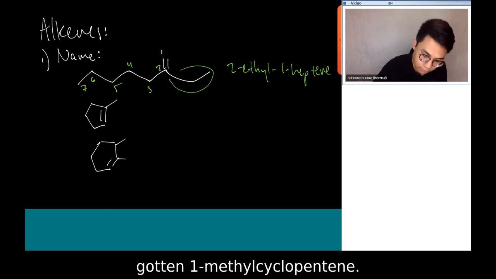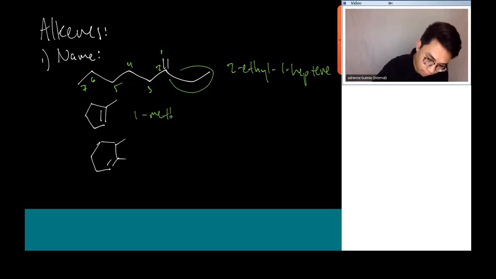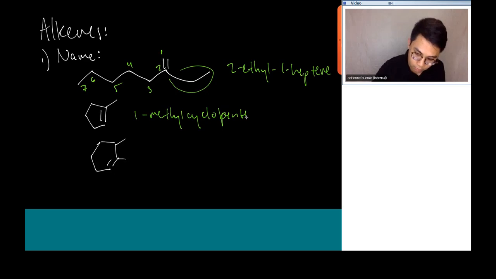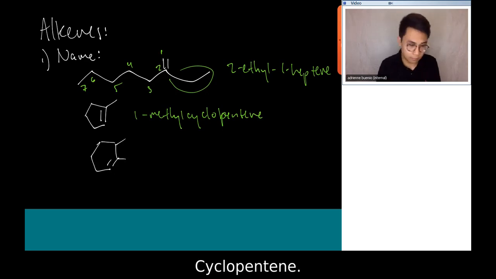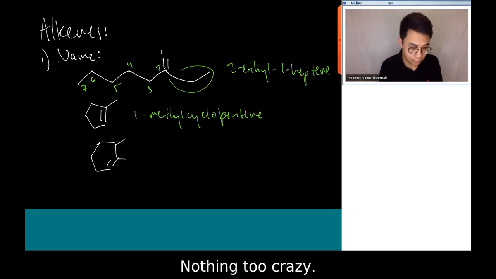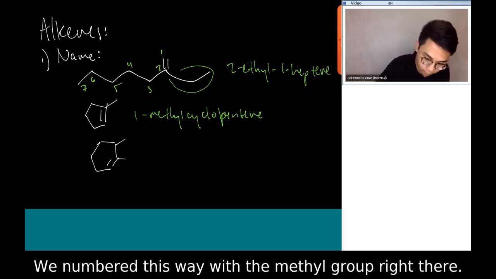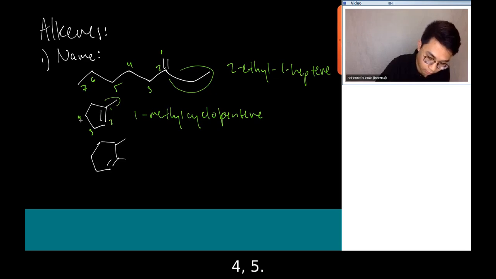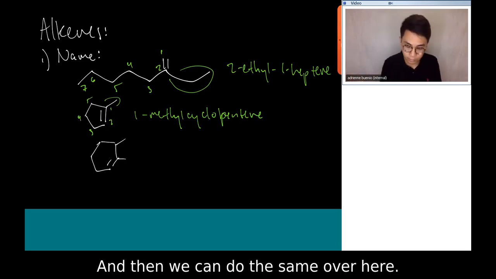And for this one, you should have gotten 1-methylcyclopentene, right? Cyclopentene. So for this one, that's all. Nothing too crazy. We numbered this way with the methyl group right there, right? 4, 5. And then we can do the same over here.